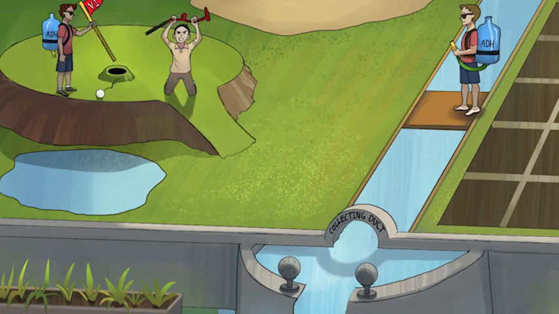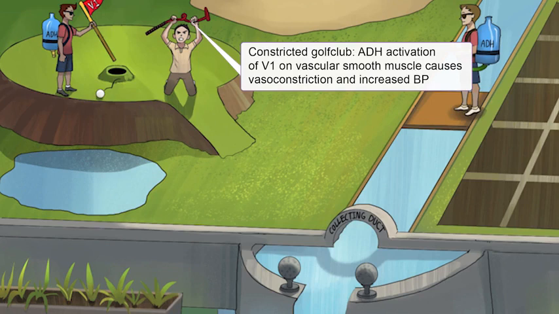V1 receptors are found on vascular smooth muscle cells. Activation leads to vasoconstriction and increased blood pressure. I mean, just look at this enraged golfer here. What is that, stroke 15? Just go home, ball! Are you too good for your home? I want you to notice that he twists and constricts his golf club like a constricted artery.